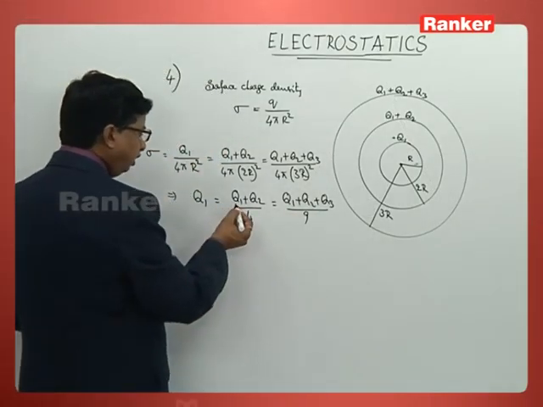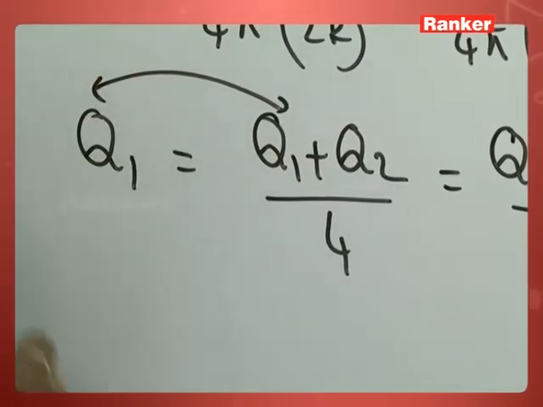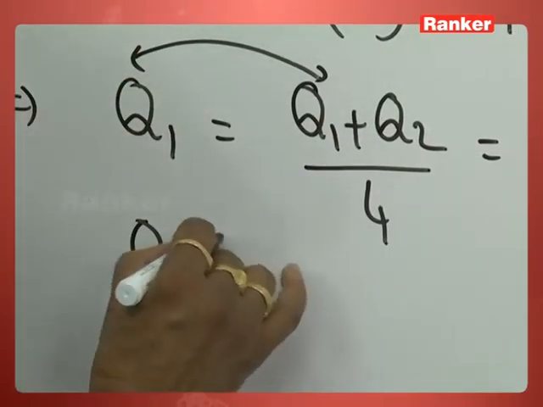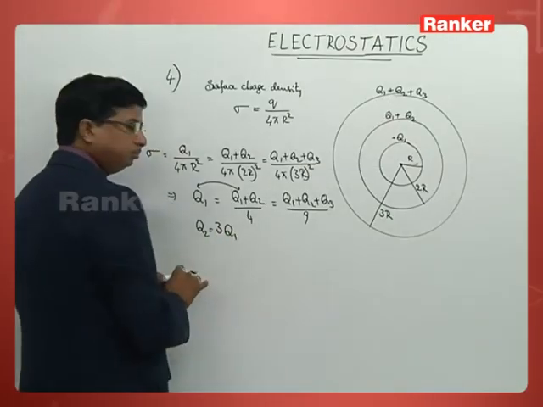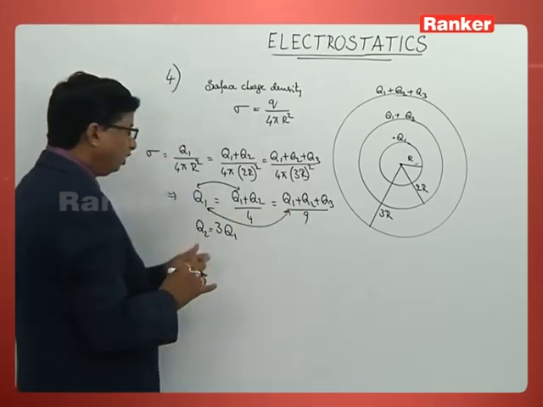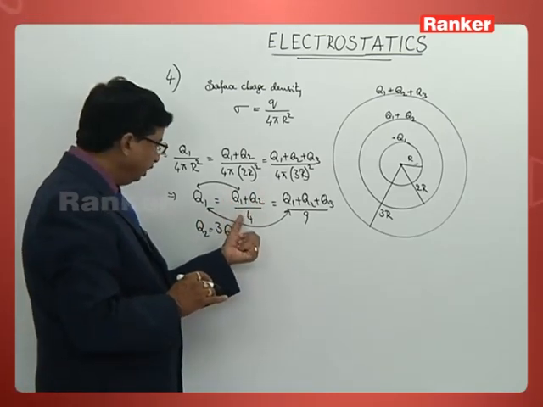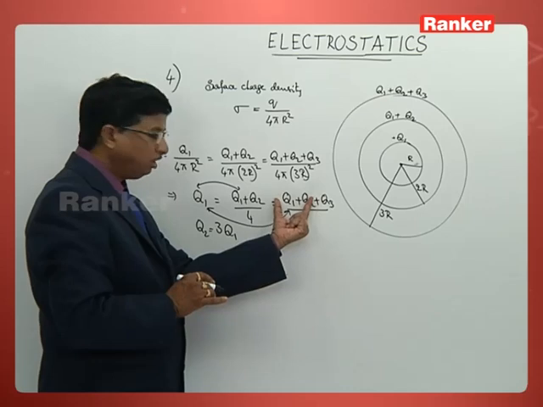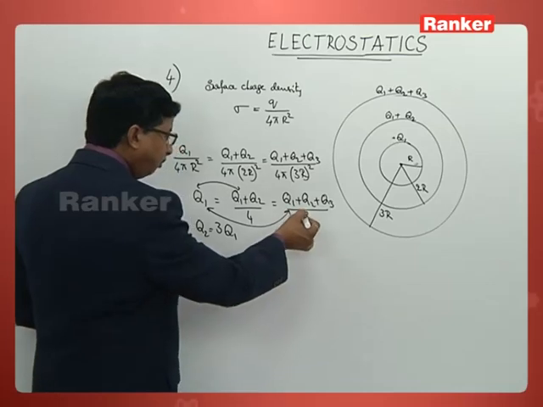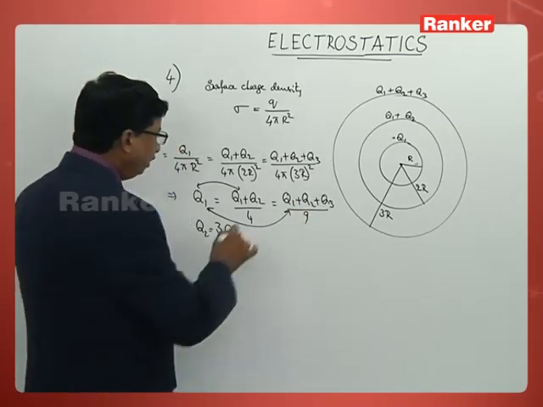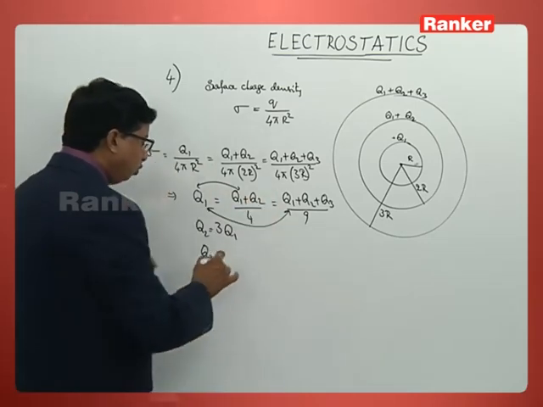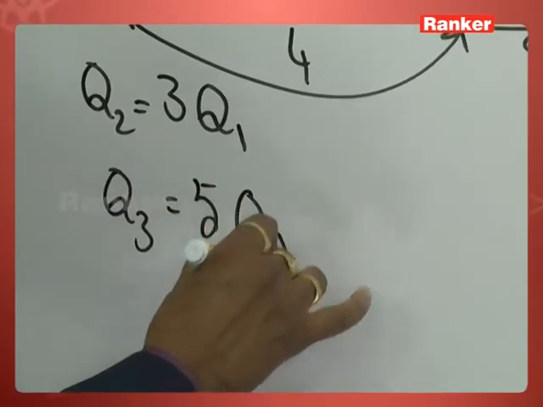Now check it carefully. From these two, what will be Q2 then? Q2 will be 4Q1 minus Q1. That will now be 3Q1. Now take the first one and the third one this time. What is Q1 plus Q2 officially? It is 4Q1. That you write here. So what can we write? 4Q1 plus Q3 by 9 is equal to Q1. Then what will be this Q3 now please? It is 9Q1 minus 4Q1, which now becomes 5Q1 as such.